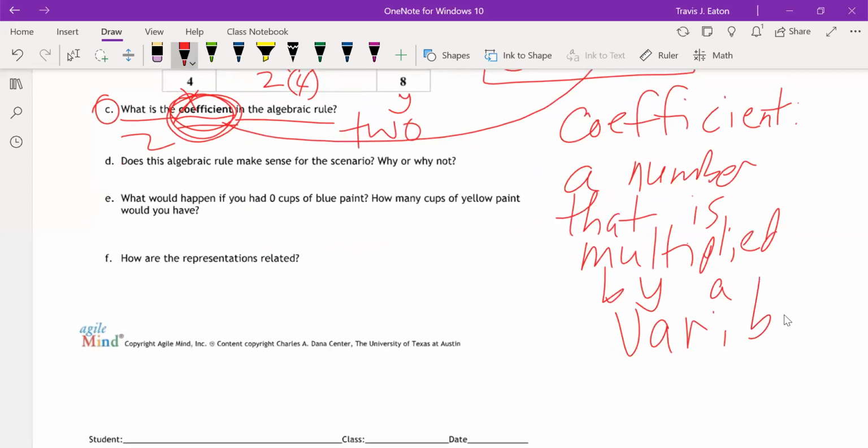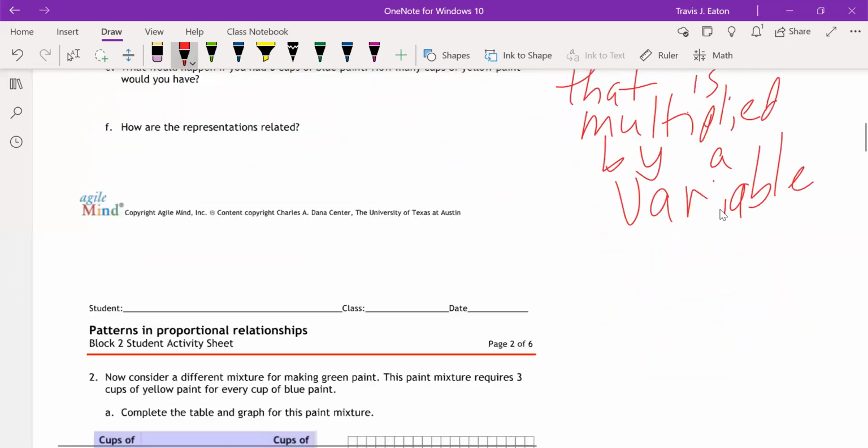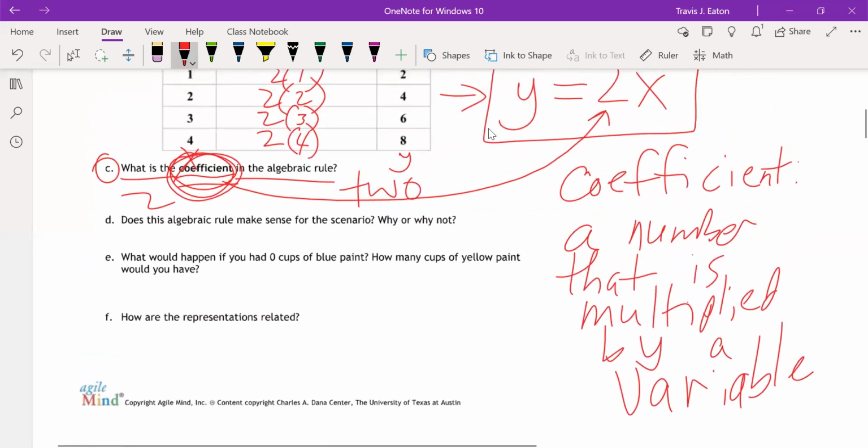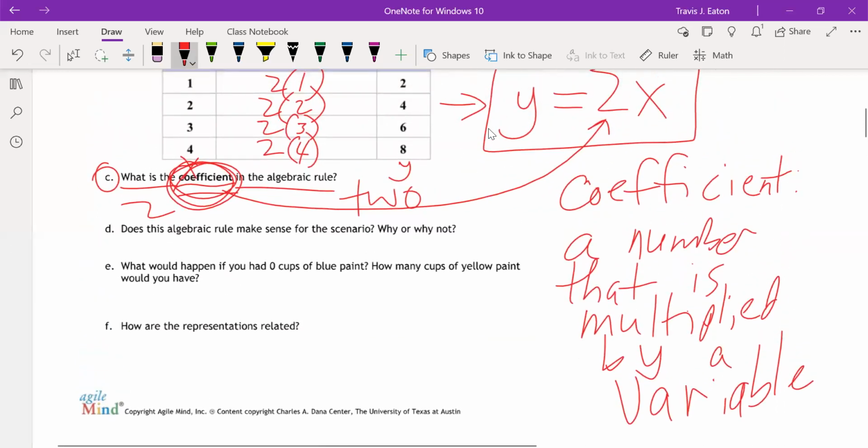You definitely want to write that down if you haven't gotten it written down somewhere: a coefficient is a number that is multiplied by a variable. Does this algebraic rule make sense for this scenario?